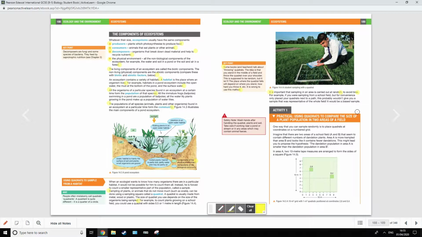One way that you can sample randomly is to place quadrats at coordinates on a numbered grid. Imagine that there are two areas of a school field, A and B, that seem to contain different numbers of dandelion plants.